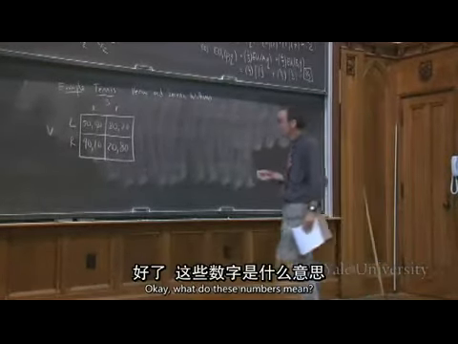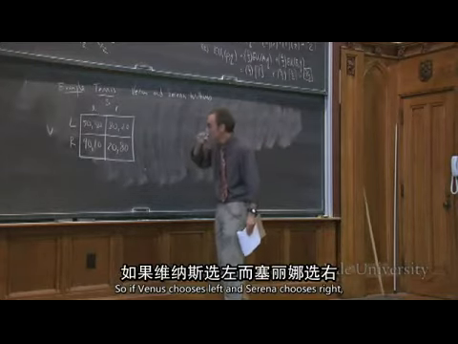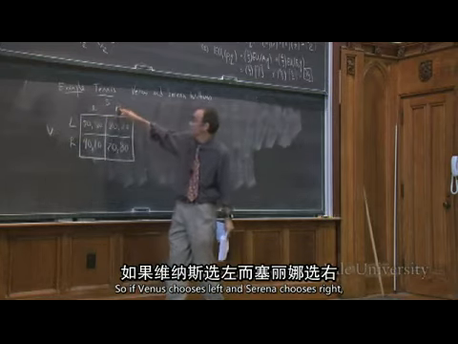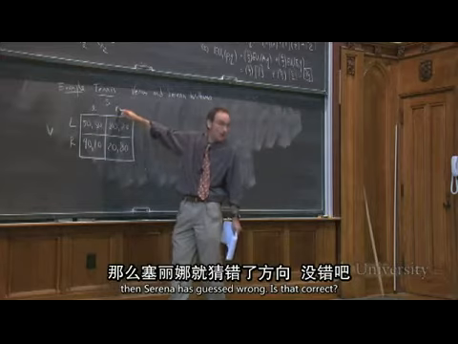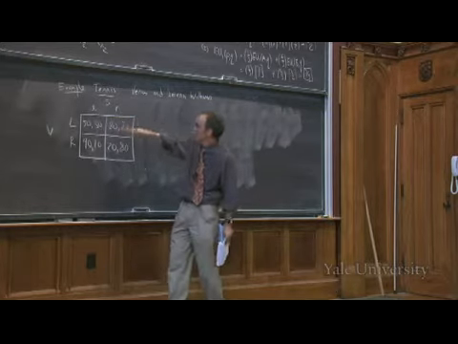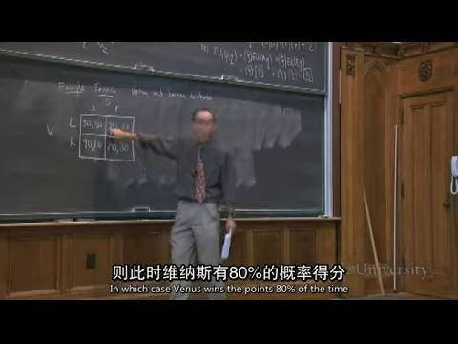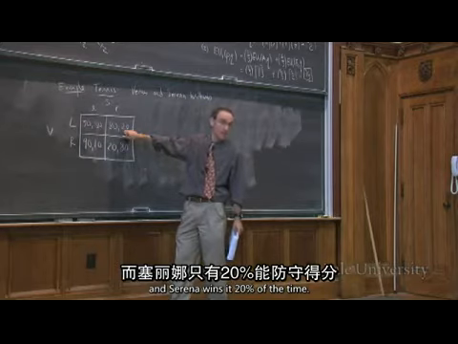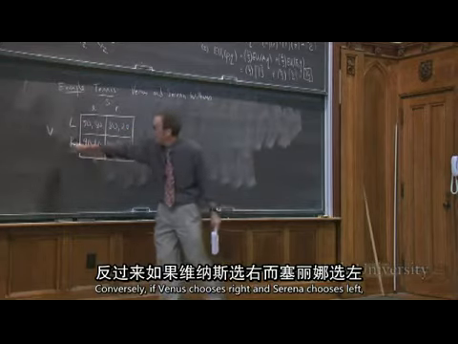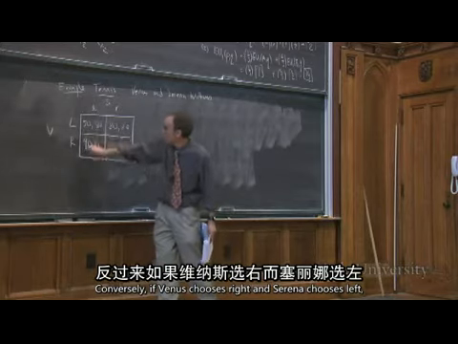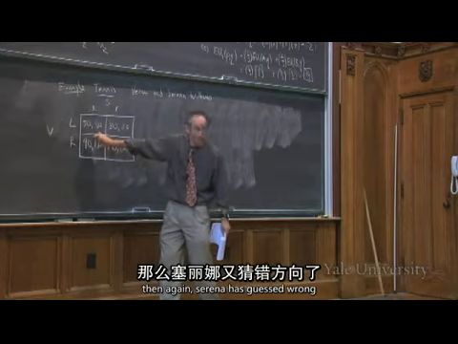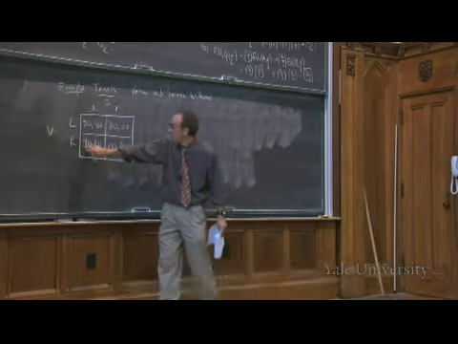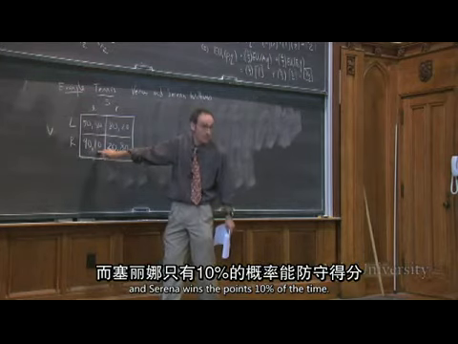OK, and what do these numbers mean? Let's start with the easy ones. If Venus chooses left and Serena chooses right, then Serena has guessed wrong, in which case Venus wins the point 80% of the time, and Serena wins it 20% of the time. Conversely, if Venus chooses right and Serena chooses left, then again, Serena has guessed wrong, and this time Venus wins the point 90% of the time, and Serena wins the point 10% of the time.